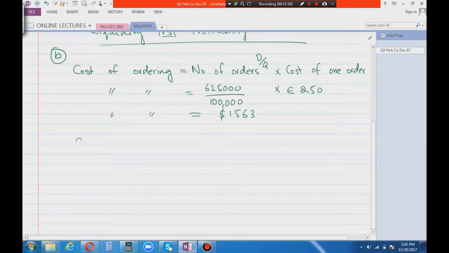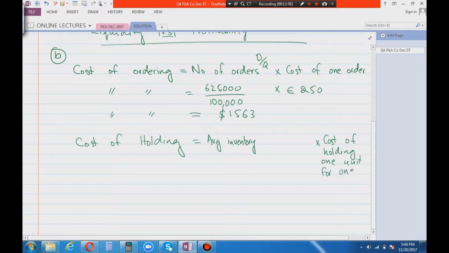And then your cost of holding. For the cost of holding, you have to multiply average inventory with cost of holding 1 unit for 1 year. So average inventory multiplied by cost of holding 1 unit for 1 year.